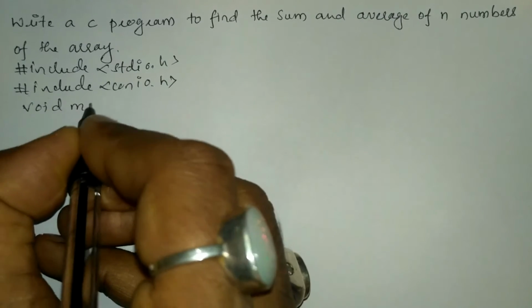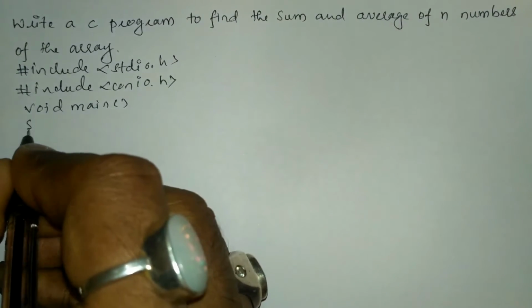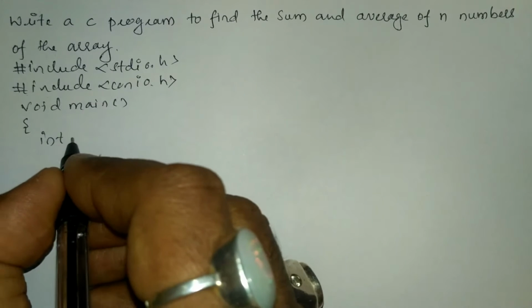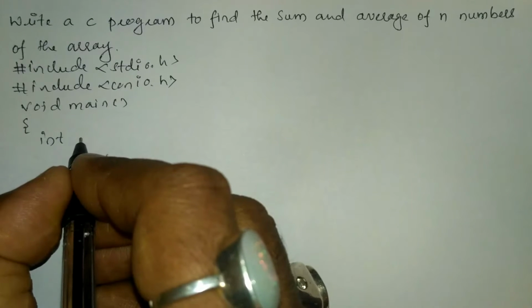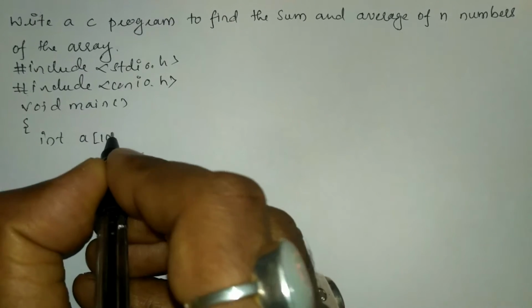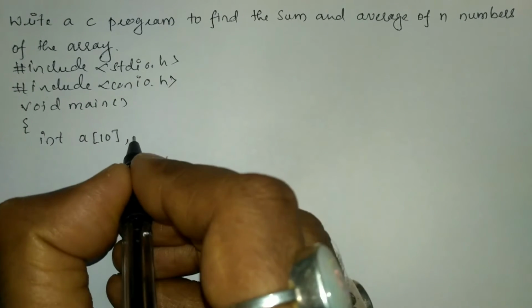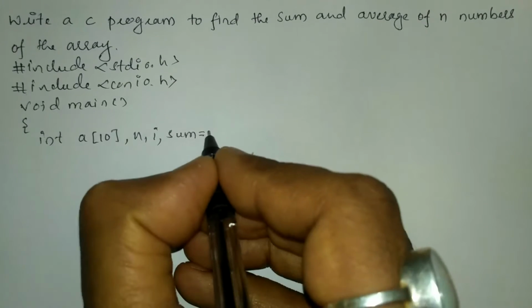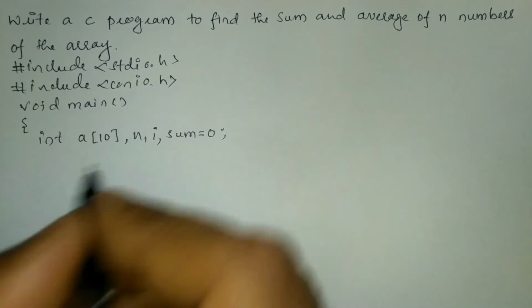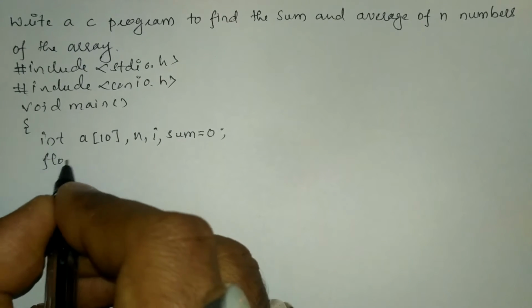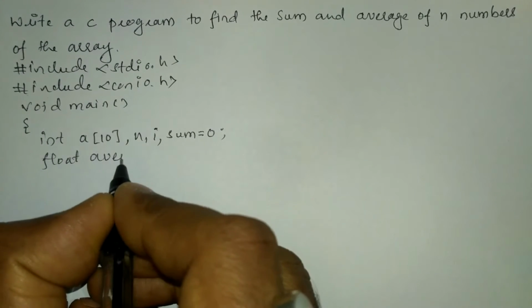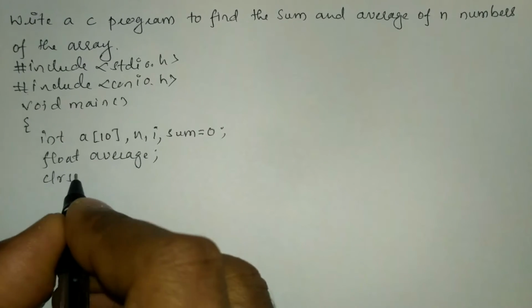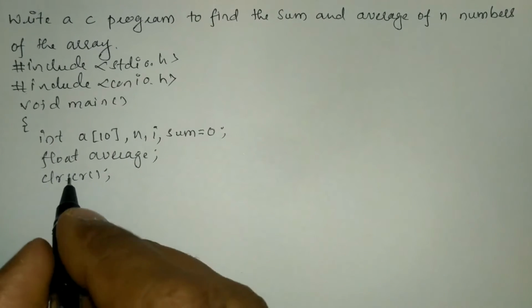Now we'll write the void main function, curly open brace, and here we are going to declare all the variables. Now I'm going to write int data type array a of size 10, comma n, i, and then I'll use the variable sum equated with value 0. Next I'll write float average and put semicolon. Next we'll write the clrscr function which is used to clear the screen.